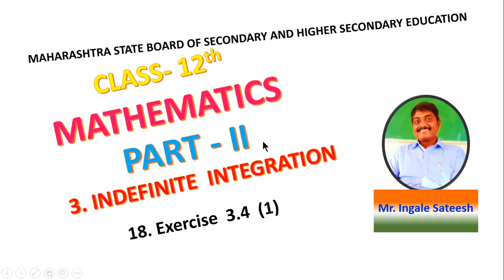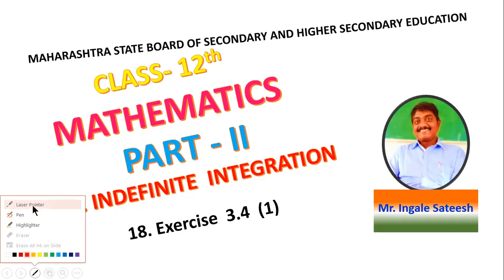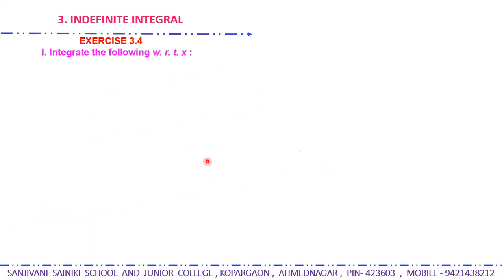Today we will learn the problems from exercise 3.4, which are based on partial fractions. So the first problem: integrate the following with respect to x. (x square plus 2) upon (x minus 1)(x plus 2)(x plus 3).